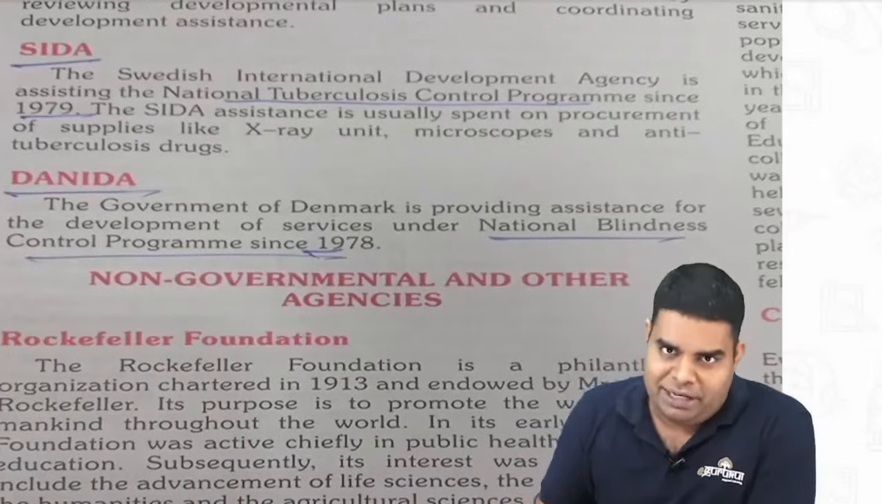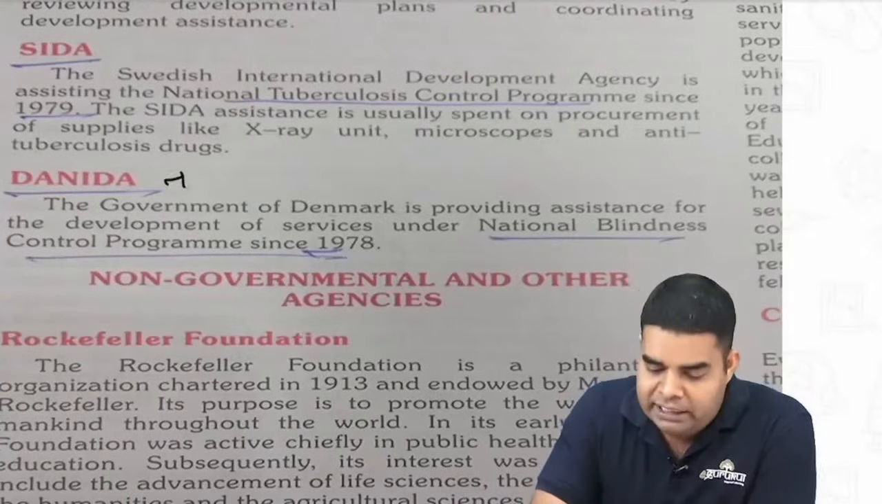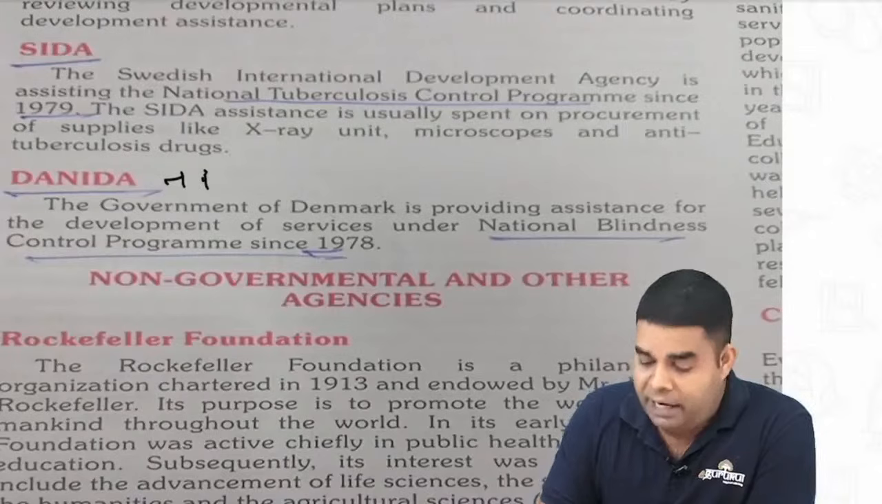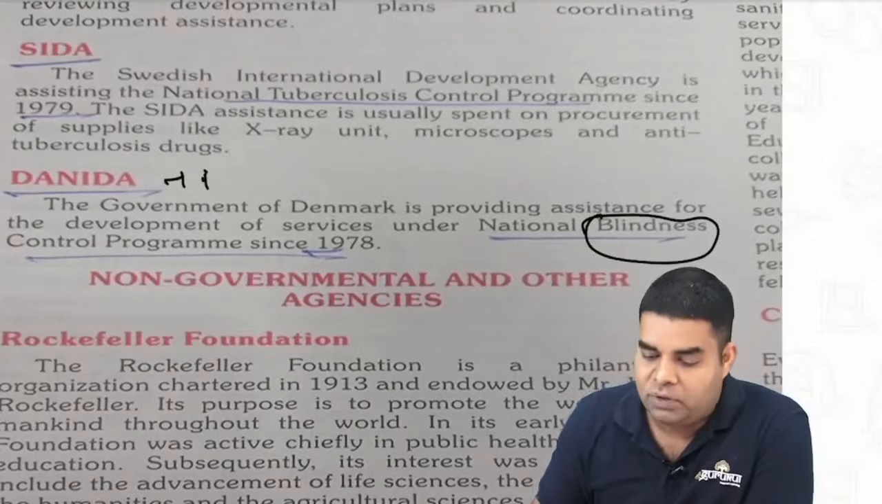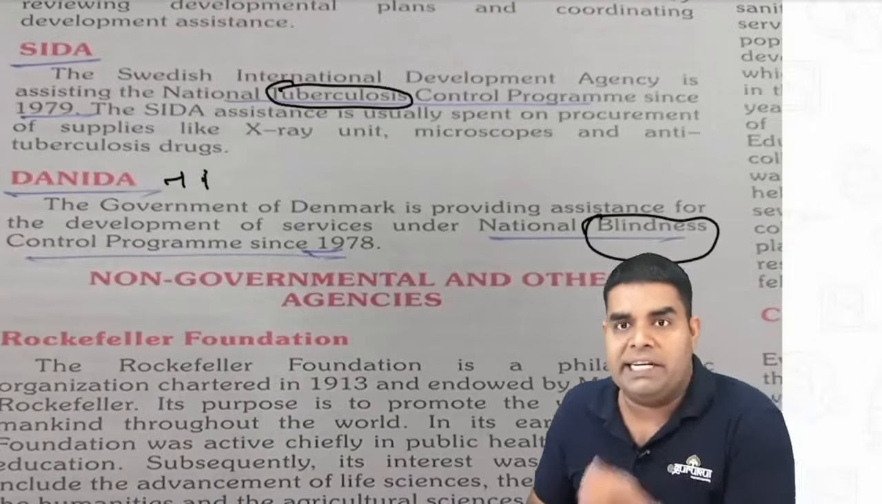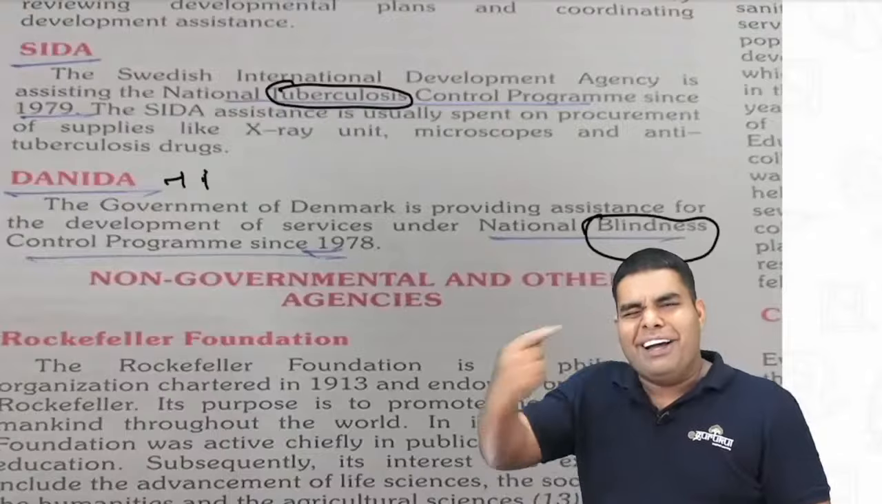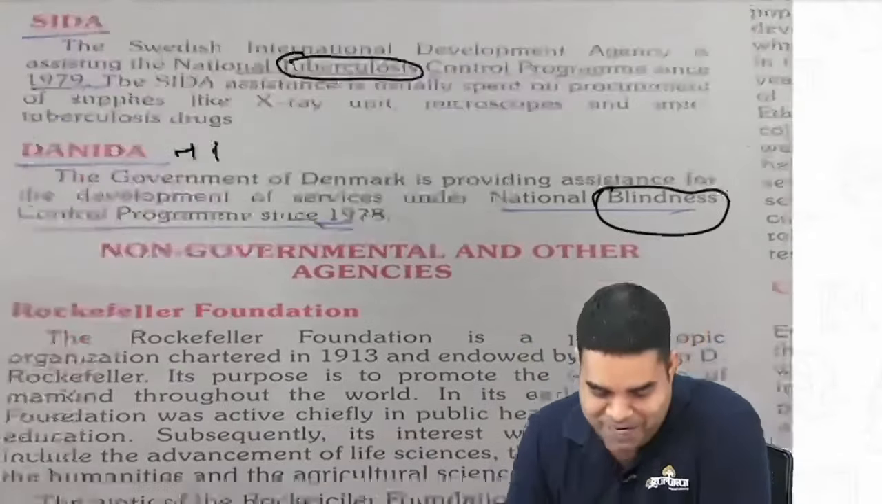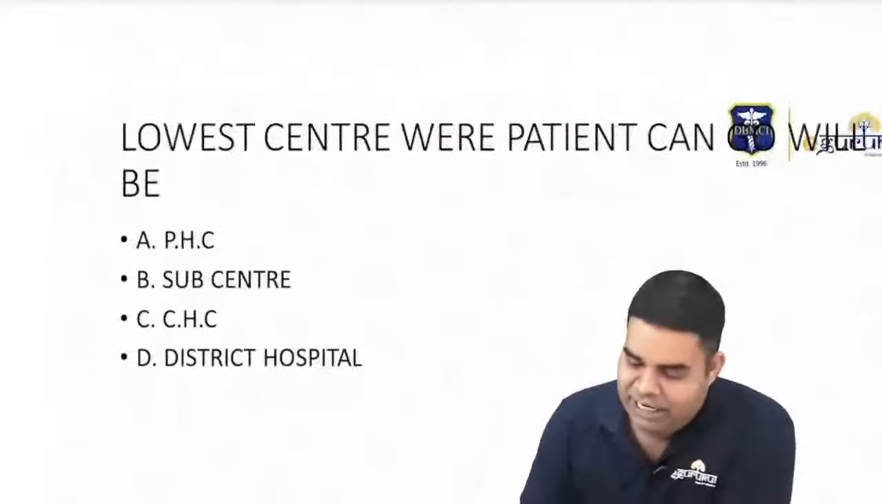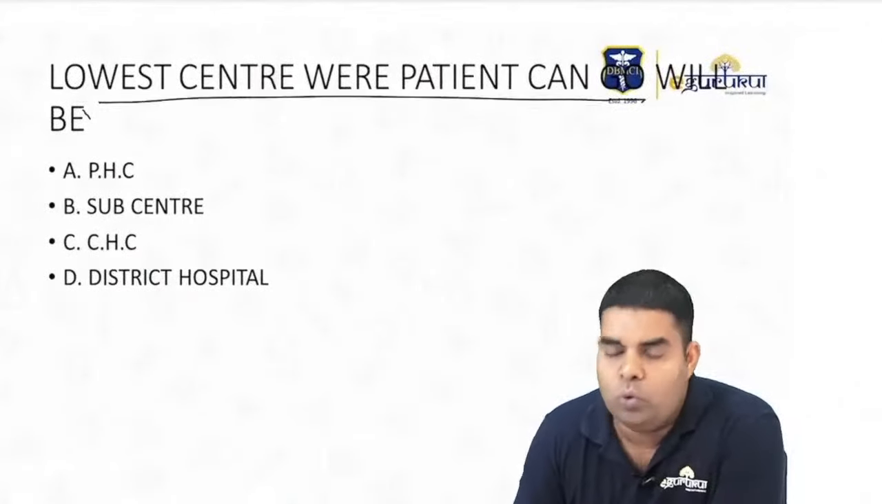It is Denmark. SIDA is Swedish, DANIDA is Denmark. So DANIDA is funding the blindness program, and SIDA is funding the tuberculosis program. Remember, SIDA for tuberculosis, DANIDA for your eye program. Okay, so that's there. Now, the lowest center where a patient can go.